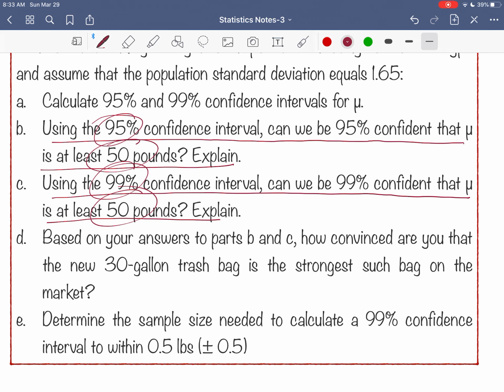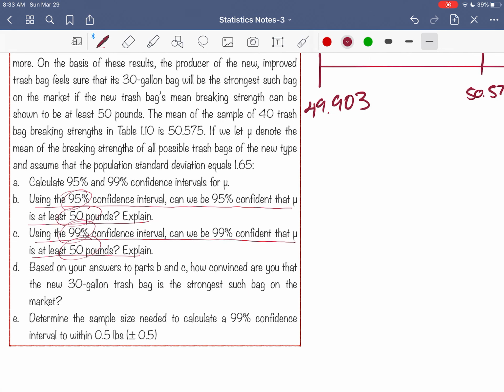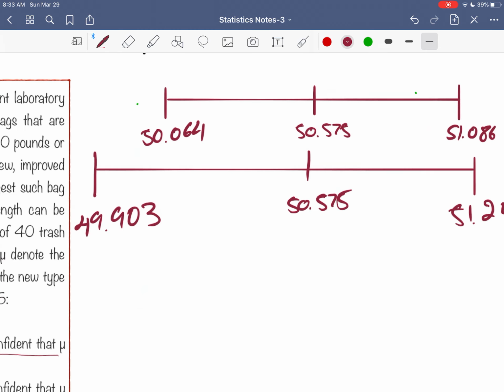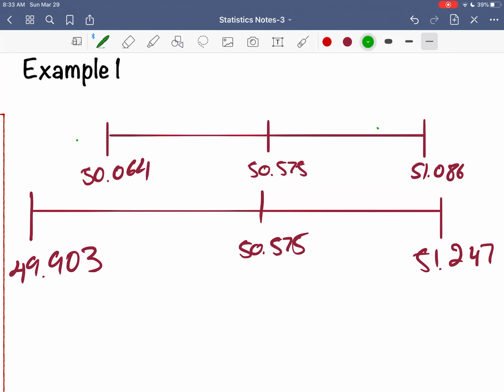So are we sure on the 95% level? And what about the 99% level? Well, let's look at it. At the 95% level, let's write 50. 50 is actually lower than 50.064, obviously. And so let's write it here.